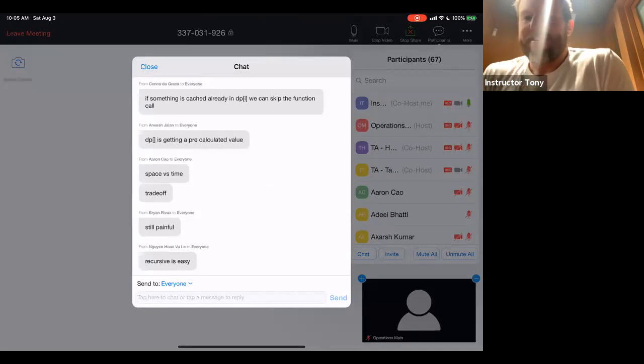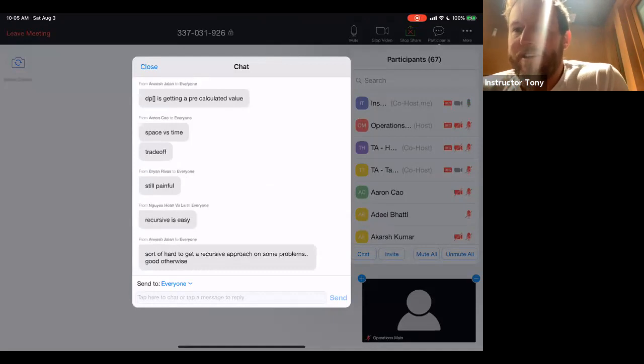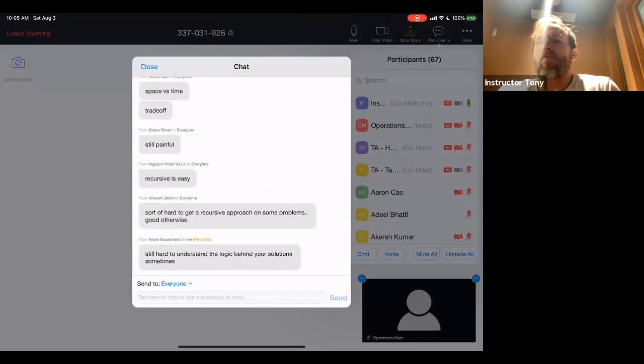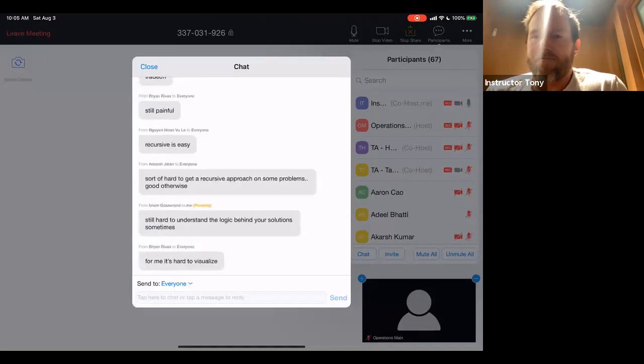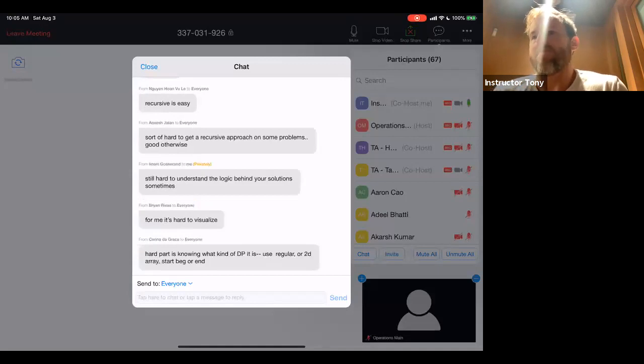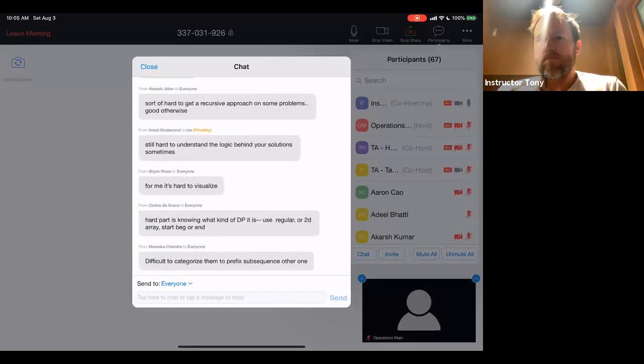Recursive is easy, nice. So some folks have already moved past that, and that's fine. Yeah, so sometimes some problems are tricky. The visualization part, okay. Okay, good. What type, doing the DP matching? Okay, an agreement on that.